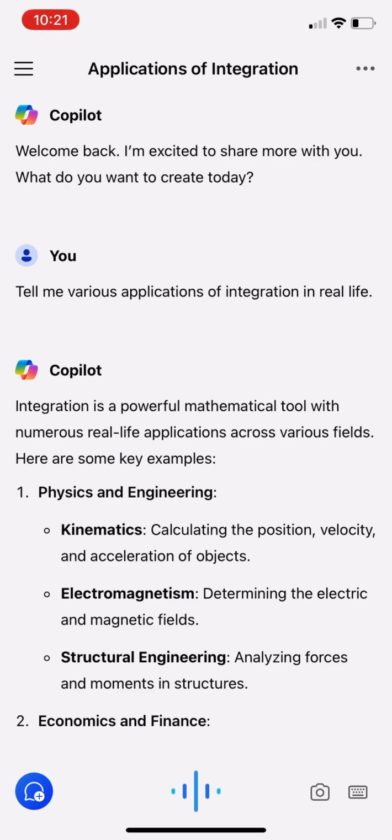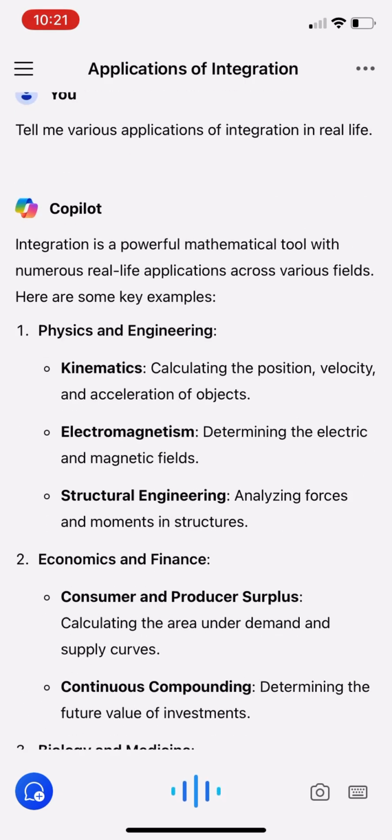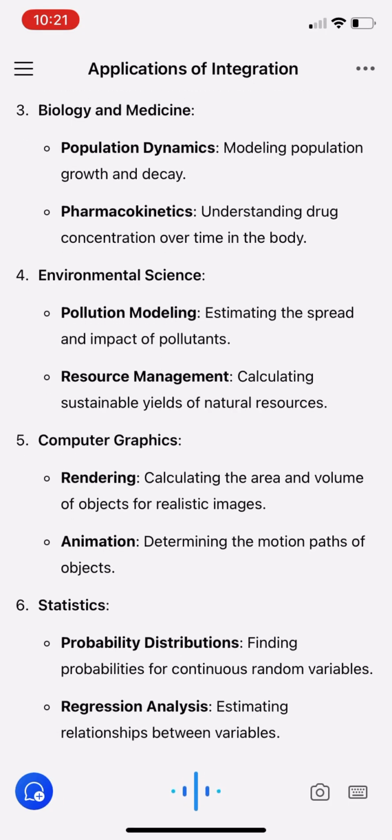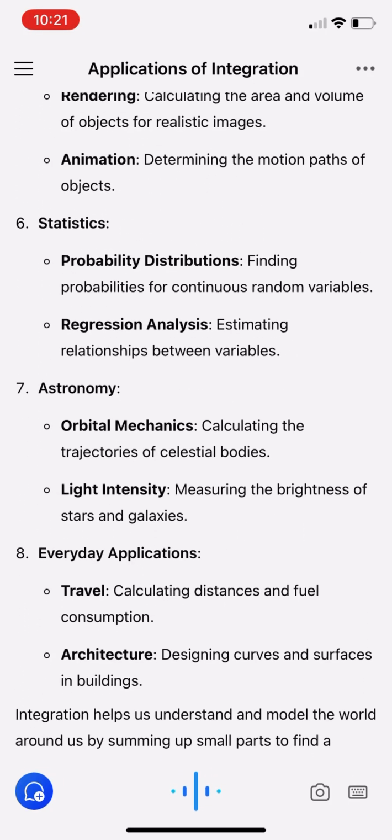Statistics. Probability distributions, finding probabilities for continuous random variables. Regression analysis, estimating relationships between variables. Astronomy. Orbital mechanics, calculating the trajectories of celestial bodies. Light intensity, measuring the brightness of stars and galaxies.